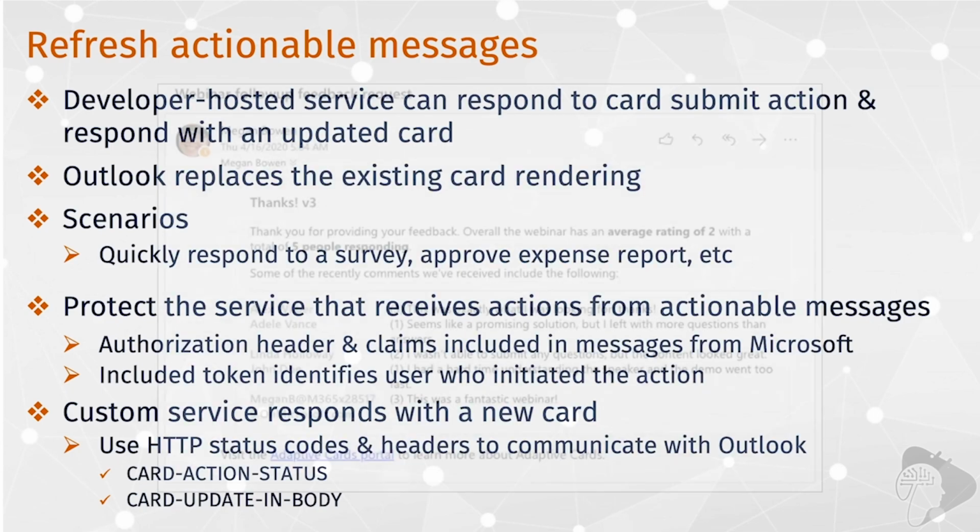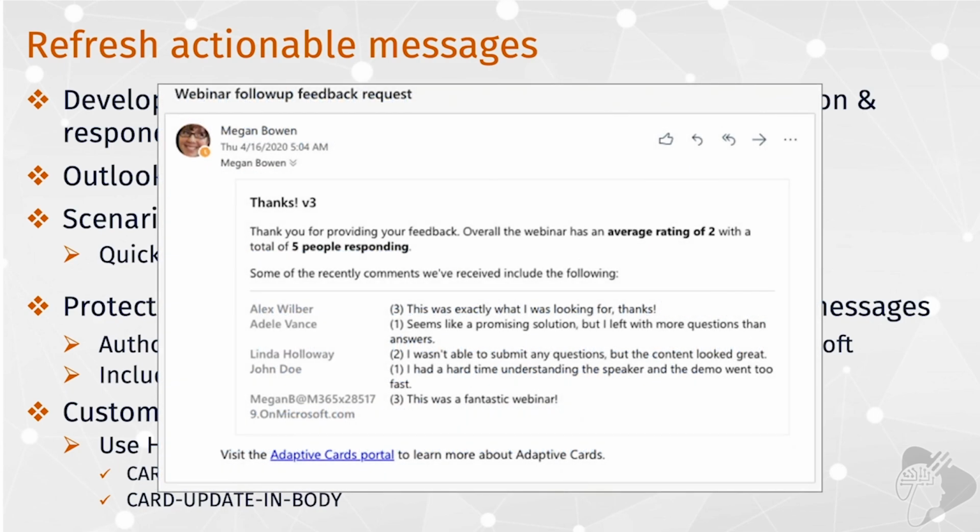So what does that look like? Here's what it would look like if I had responded with a new card back to the request from someone who's filled out that last bit of feedback here. You can see the last bit of feedback. I'm showing the last 4 results and the average rating of the last 5 people who responded, and it shows me the most recent response, which was typed in by Megan Bowen.